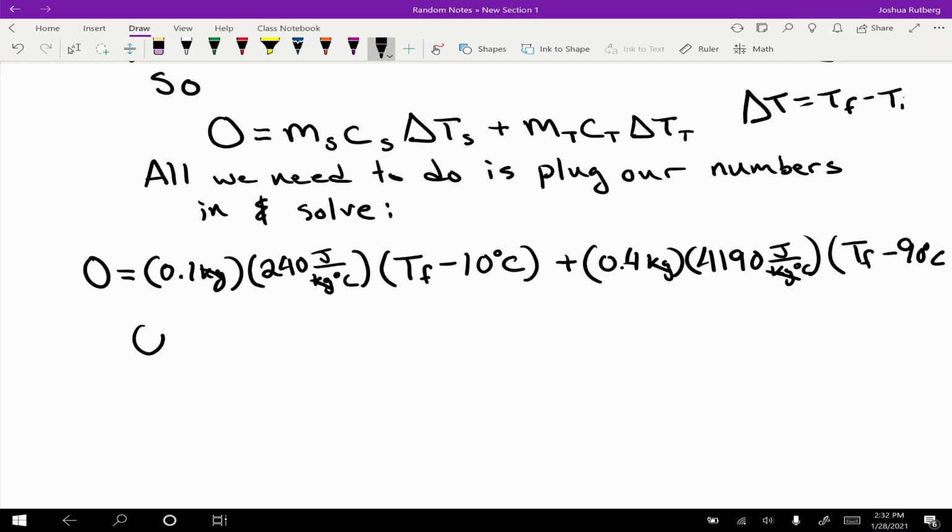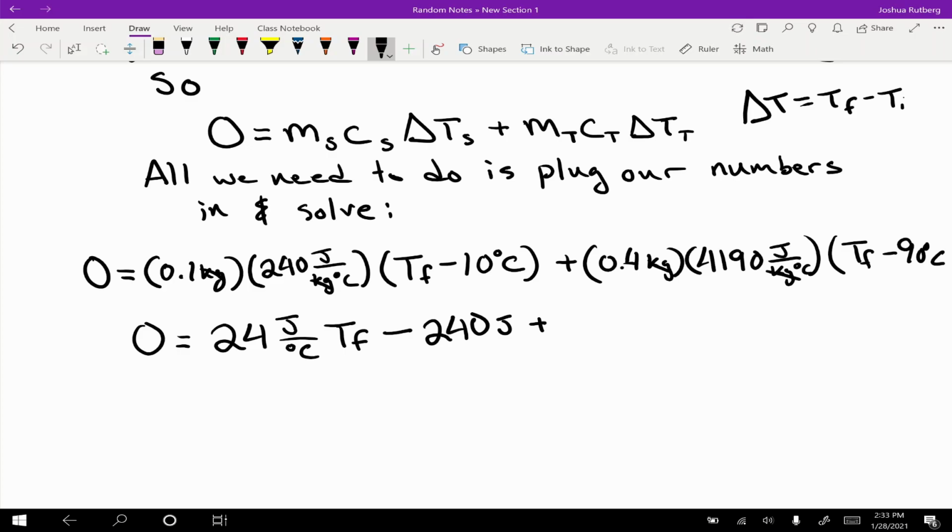And now 0.1 times 240 is 24. So I get 24 joules per degree Celsius times final temperature minus 10, times 240 joules per degree Celsius. That's just 0.1 times 240 times -10, which is -240. Those cancel out, and I'm left with joules.